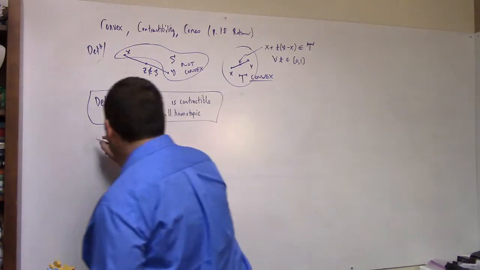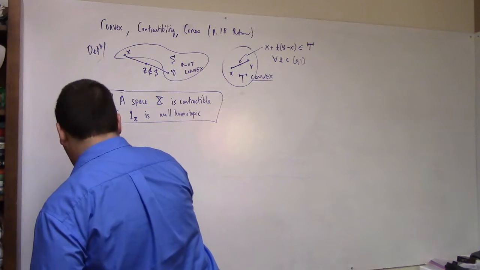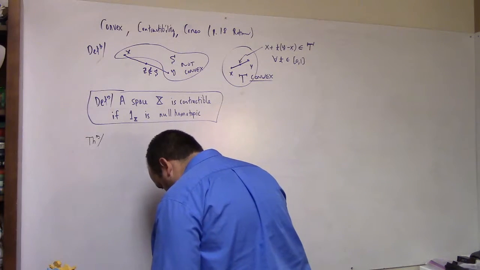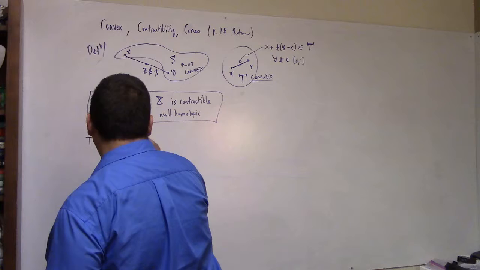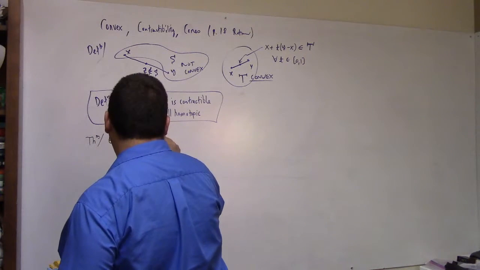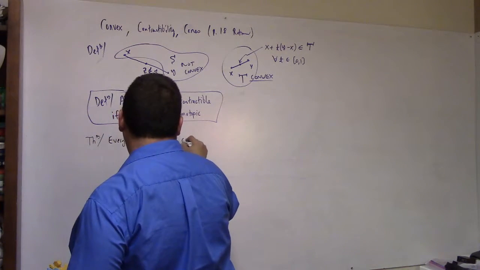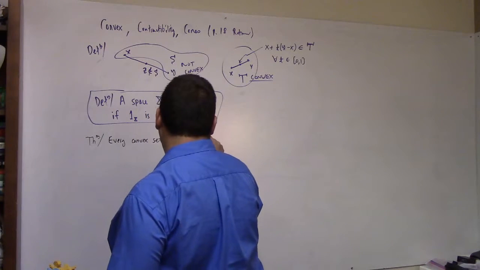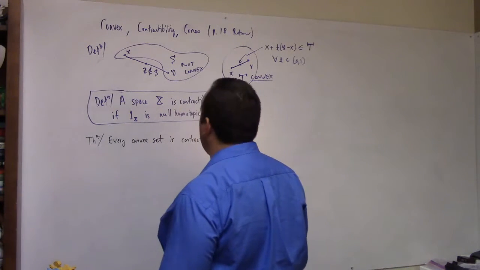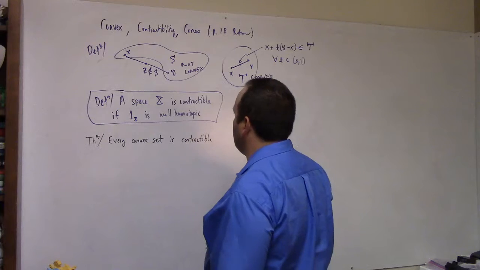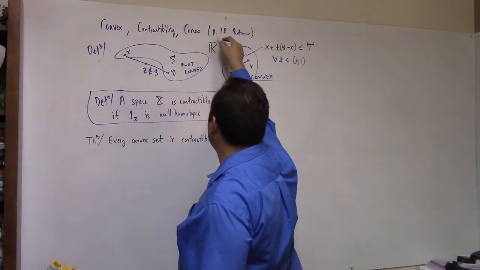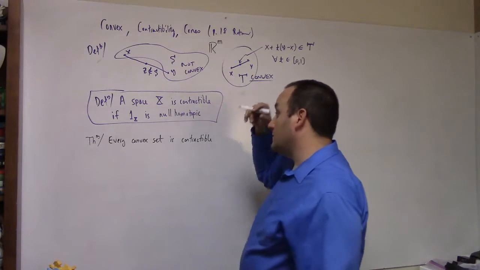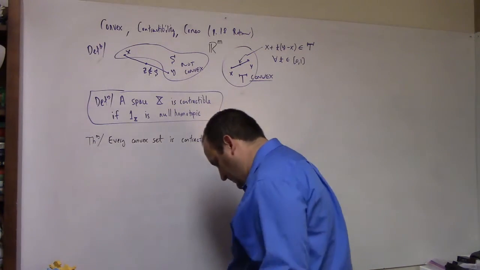So here's the theorem. Every convex set is contractible. Now, I think we've only defined convex set in the context of these, both inside the universe of R^m. All right. So here's the proof.